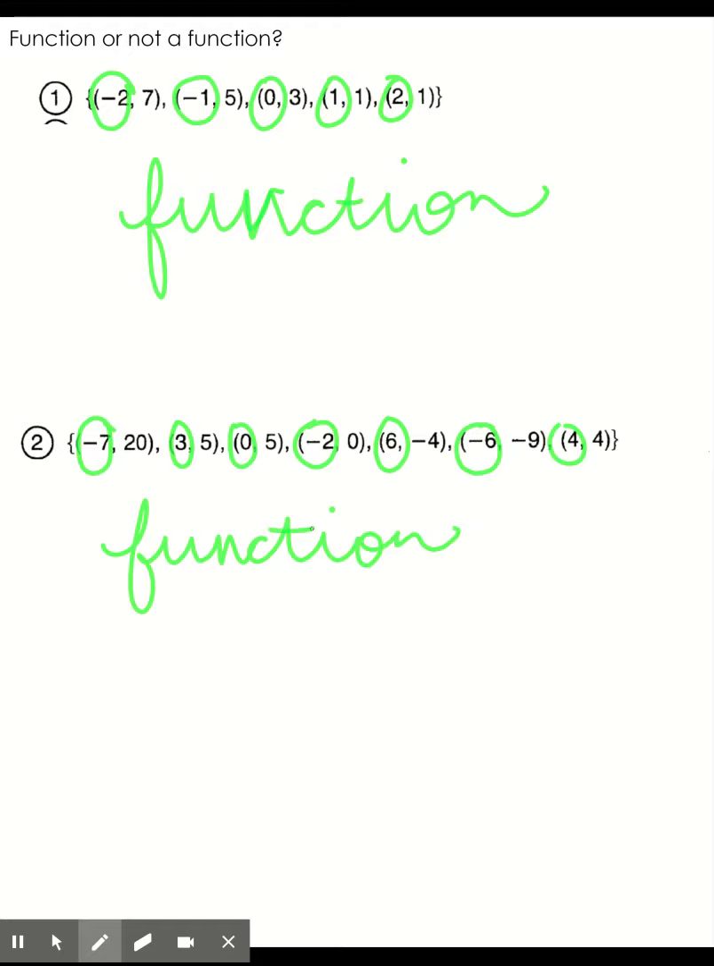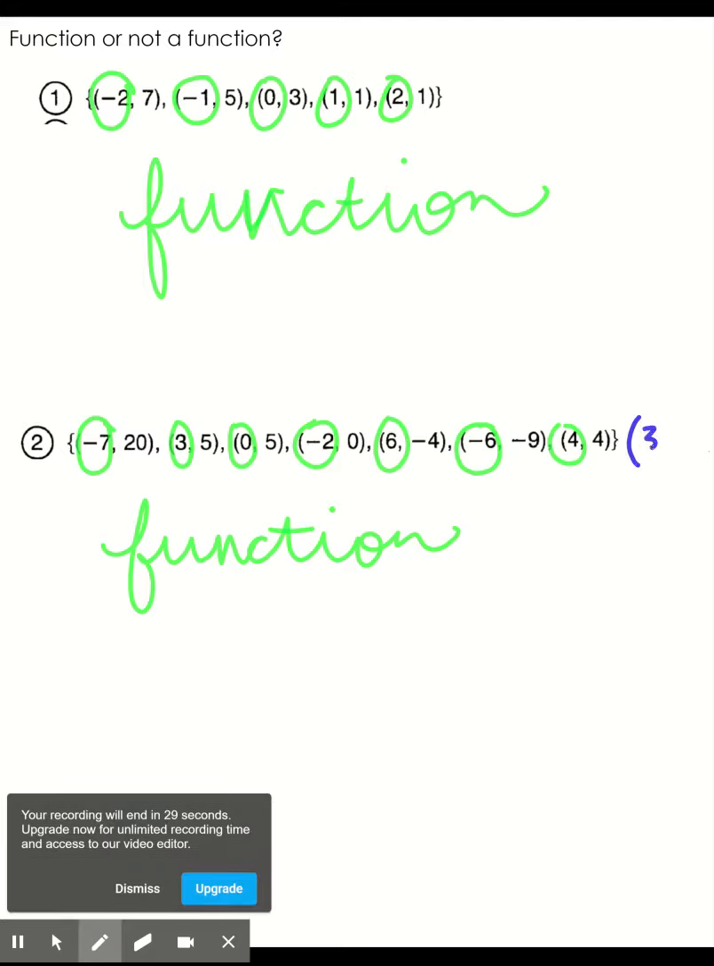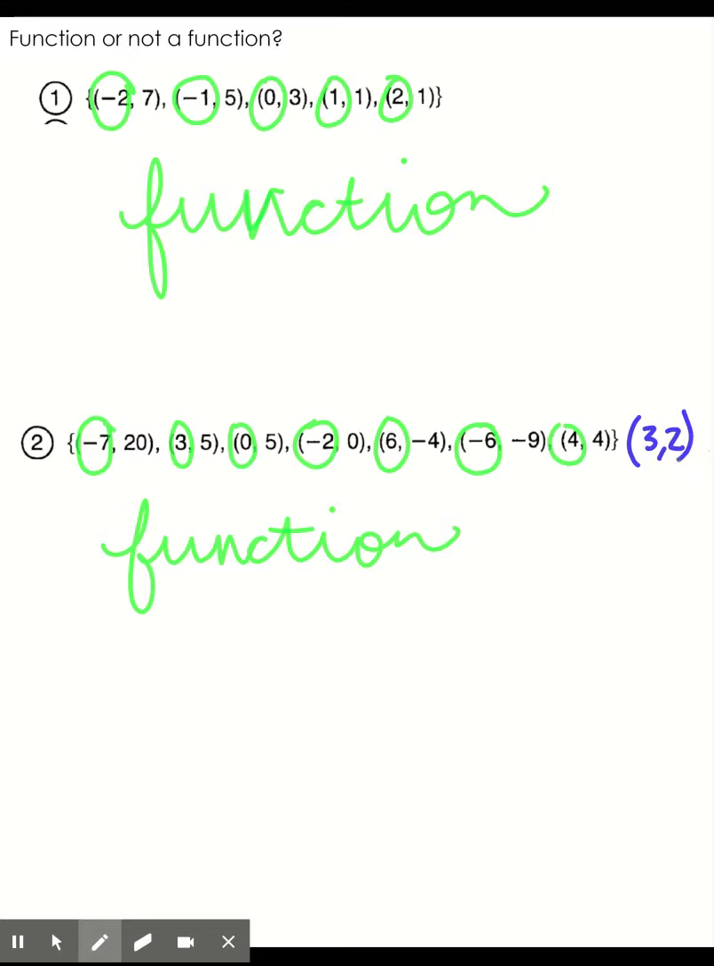If you had one repeated, like let's say, let's go in a different color so this doesn't get confusing. If we added a point here and we said 3, 2, because you have this 3 and now that 3, that would cause it to be not a function, okay? But if you have all your x's and they're all different, then it will be a function.